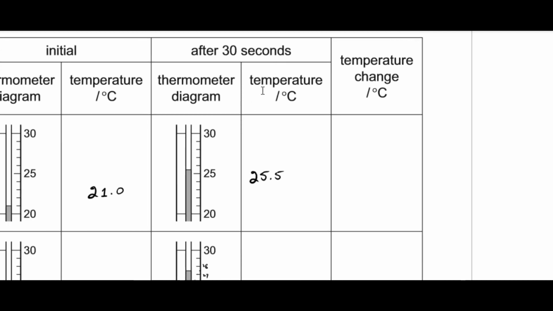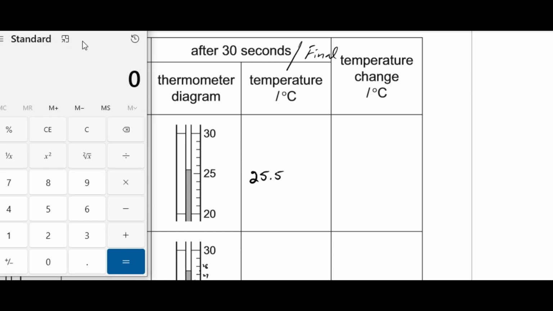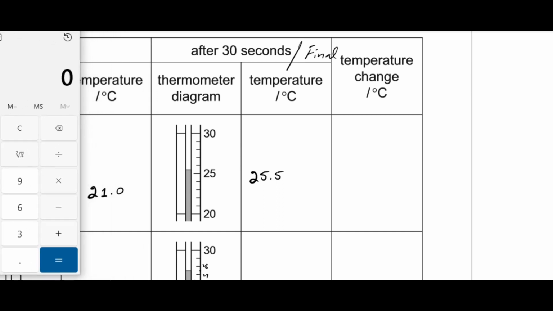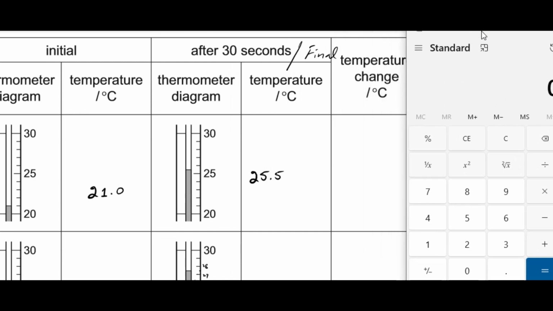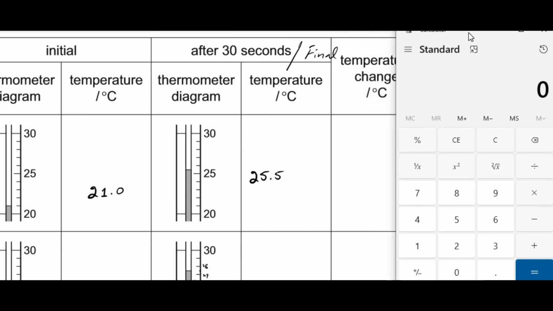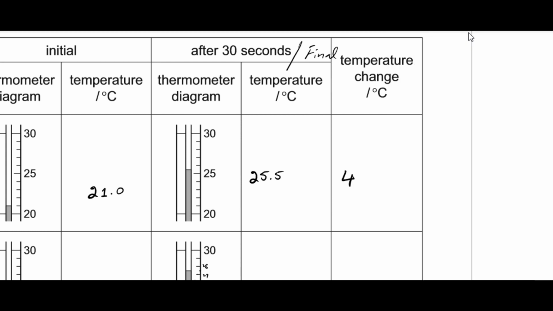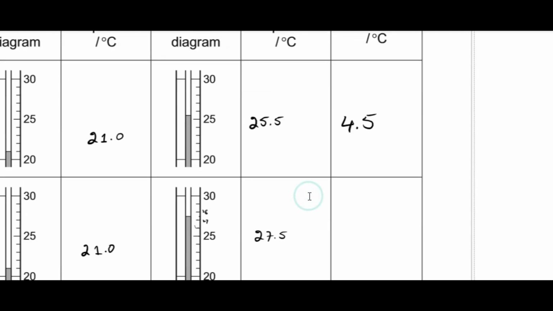At the right side, there is the final temperature that is written after 30 seconds. So this is basically the final temperature, while at the left side, the initial temperature is given. To calculate the temperature change, we need to subtract initial temperatures from final temperatures. So the first one would be 25.5 minus 21 equals 4.5. So the first temperature change is 4.5 Celsius.